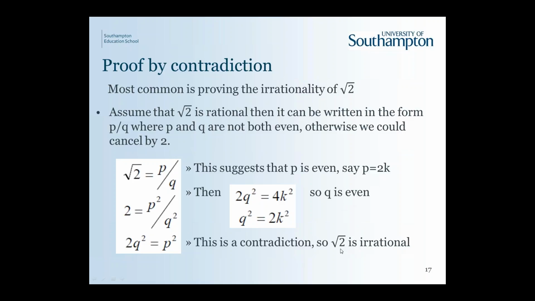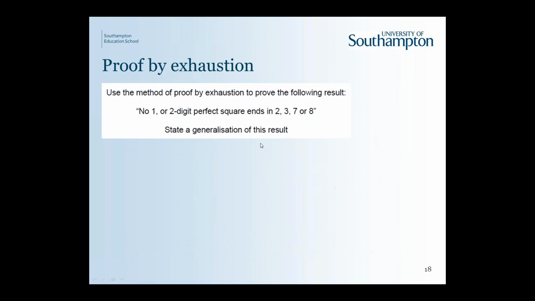And so that means that root 2 cannot be rational, because I cannot set it up in such a way that I don't then end up cancelling everything by 2. So the contradiction means root 2 must be irrational. It's a funny little proof, but one that they're expected to know at A level.